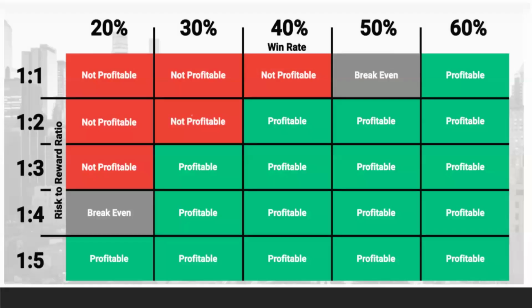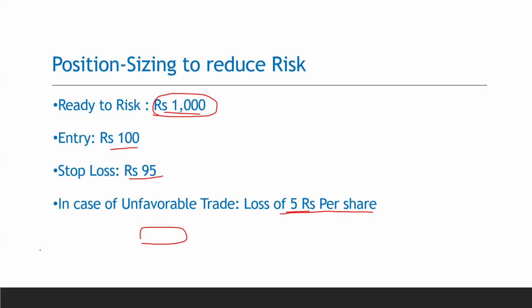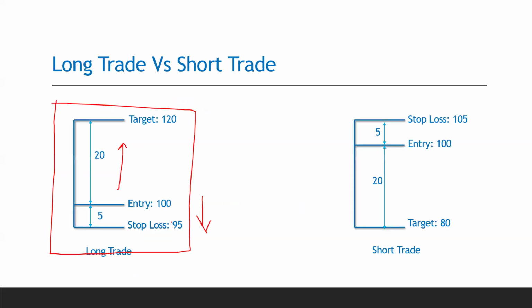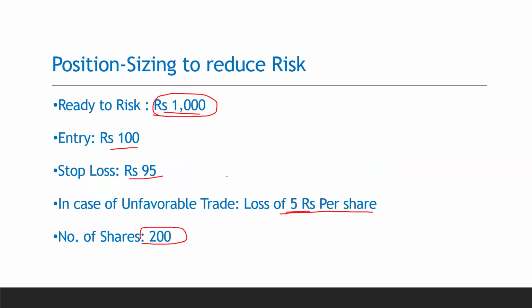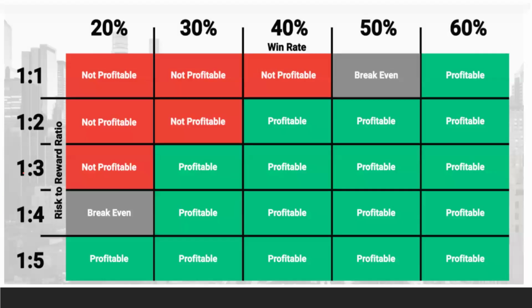Now, please understand, you don't have to have a win ratio of 100%. This chart tells you on the left hand side the risk to reward ratio. In this case you are risking 5 rupees, correct? What is the reward? Reward is 20 rupees. Clear? Risk is 5, reward is 20. Your risk to reward ratio is 1:4.